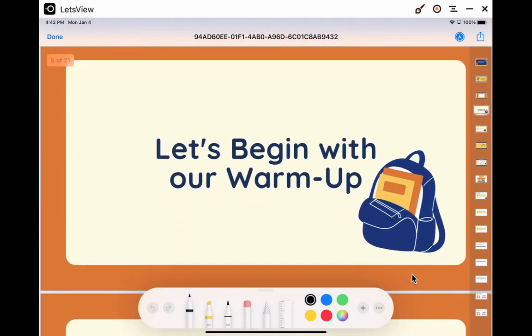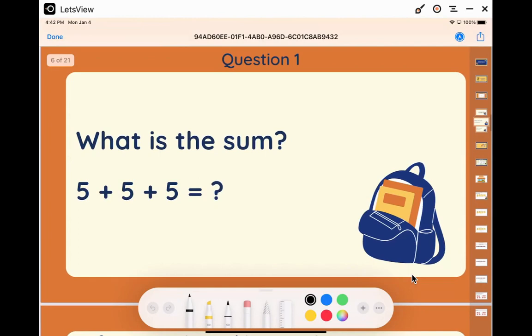All right, guys. Well, we're going to begin today with our warm-up. Our warm-up question says, what is the sum? 5 plus 5 plus 5 equals blank. What is the sum? Please answer this question on your screen now. All right, well, let's solve it together. What is 5 plus 5 plus 5?